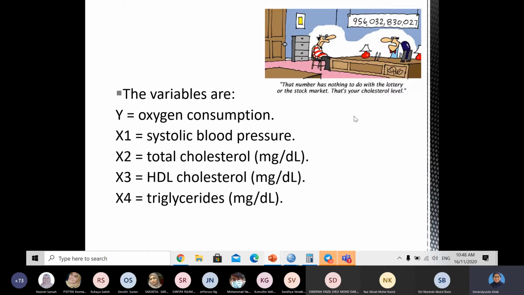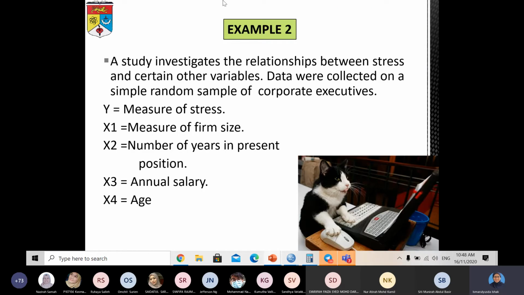Example 2, a study investigates the relationships between stress and certain other variables. Data were collected on a simple random sample of corporate employees. If your dependent variable is a measure of stress, your independent variables can be a measure of firm size, number of years in present position, your annual salary, your age. Good. So these are your independent variables.